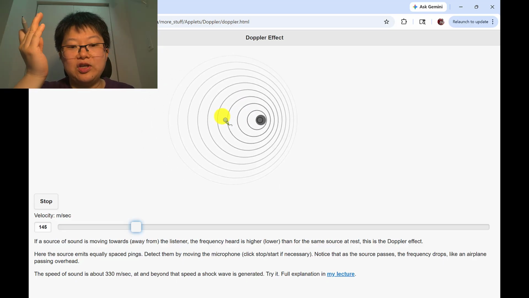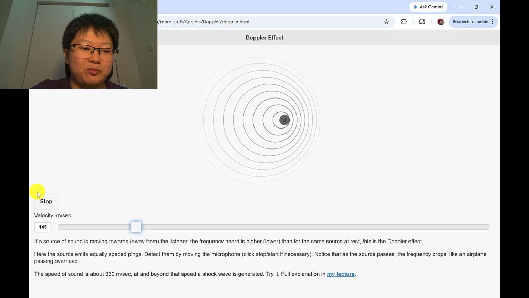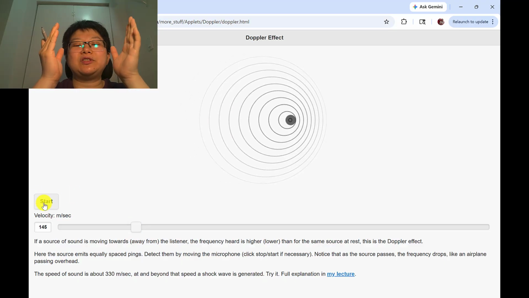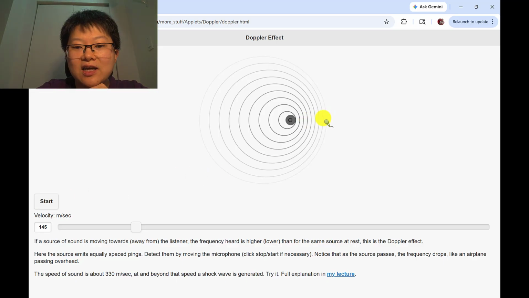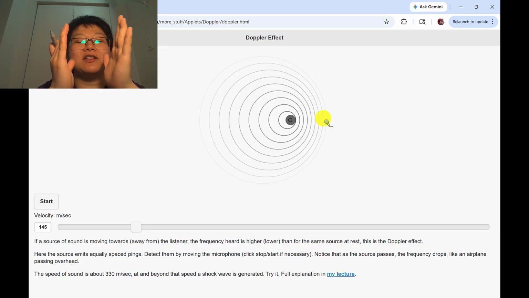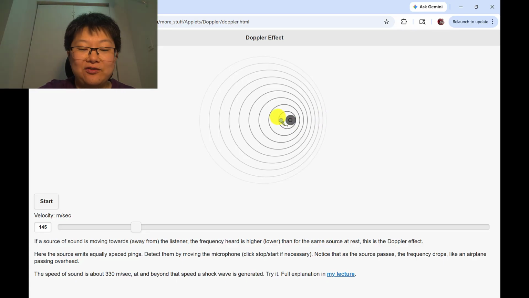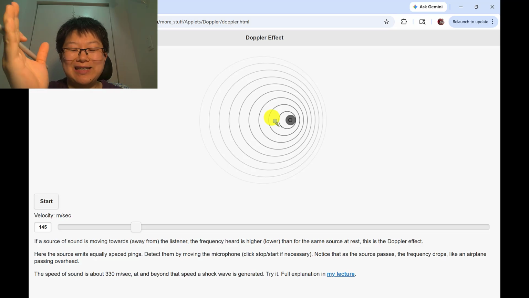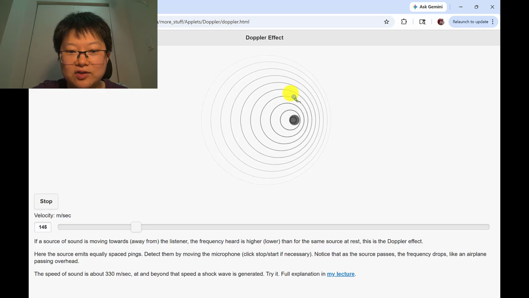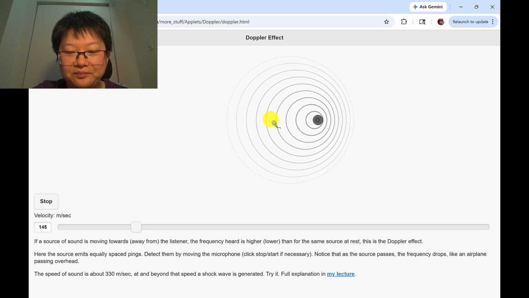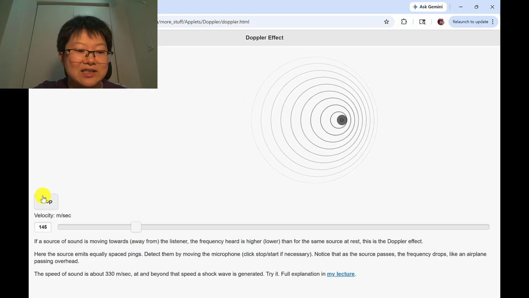So then from that, hopefully we were able to see that, so I'm going to pause that source. Hopefully we were able to see that the microphone that is in front is going to see the wavefronts more frequently than if it were behind the source. Every time a wavefront is emitted, it is kind of trying to catch up to the previous one that's hitting the microphone. So if you see that again, it's got that extra distance to travel.